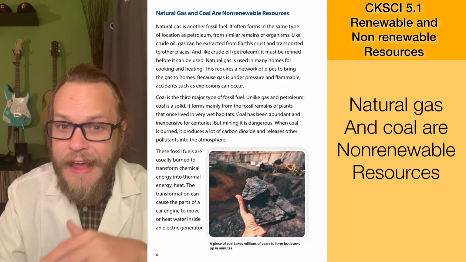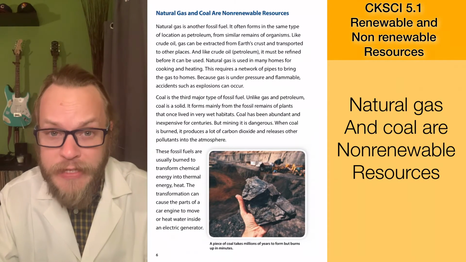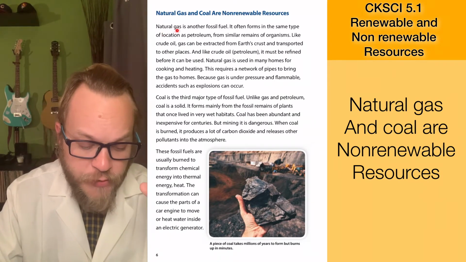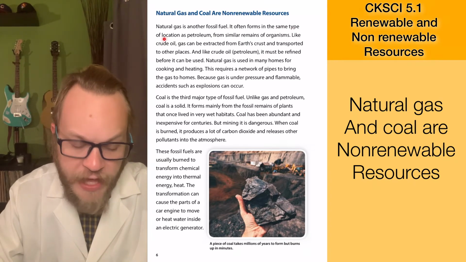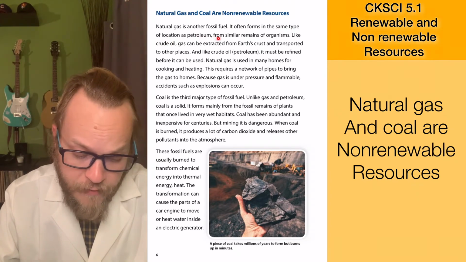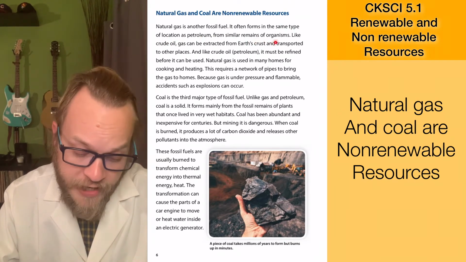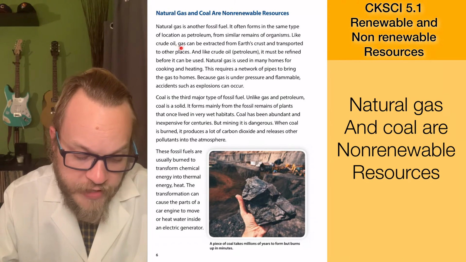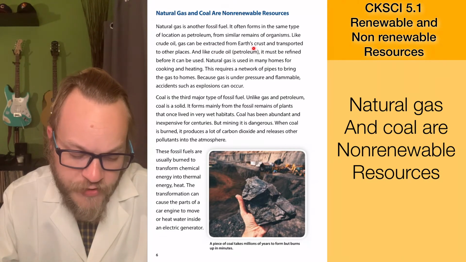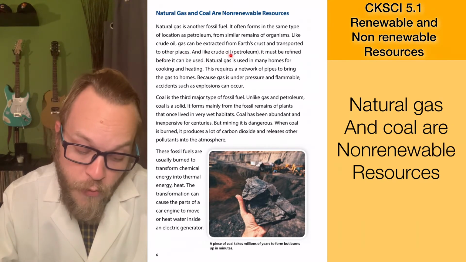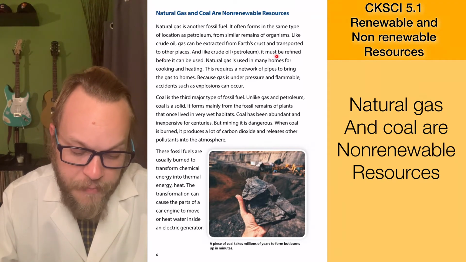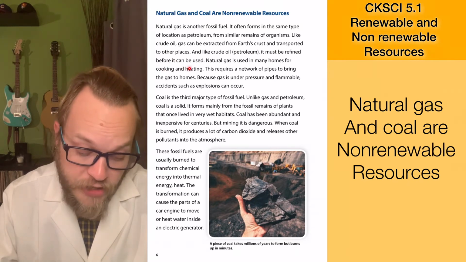We can't make them back as fast as we use them. Natural gas is another fossil fuel. It often forms in the same type of location as petroleum, from similar remains of organisms. Like crude oil, gas can be extracted from Earth's crust and transported to other places. And like crude oil, or petroleum, it must be refined before it can be used.